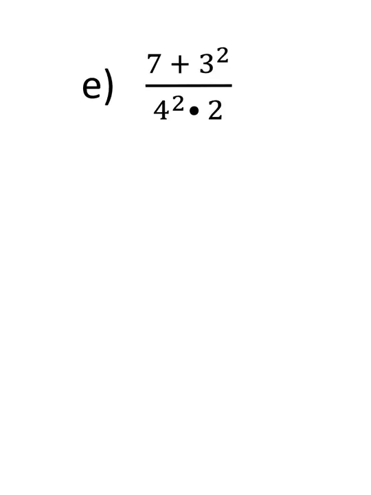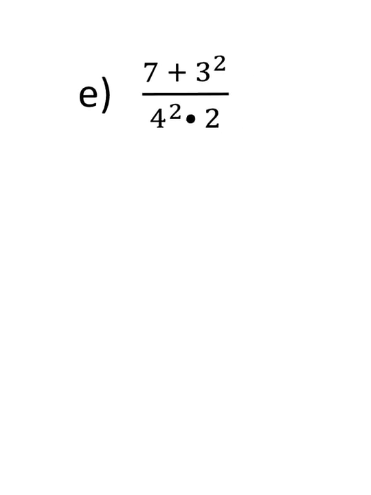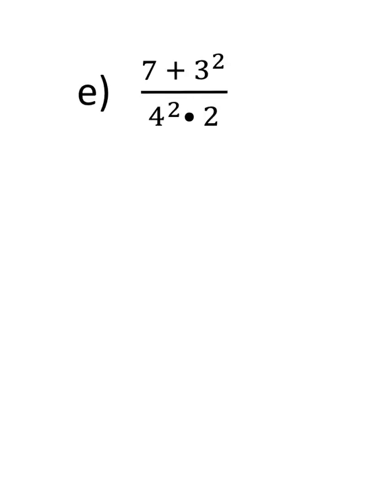Letter E is another opportunity for us to see one large fraction. Within each, the numerator and the denominator, those act as though they are also surrounded by grouping symbols, even though we cannot see them. The first thing we can do then, since there are no parentheses, would be to evaluate any exponents.